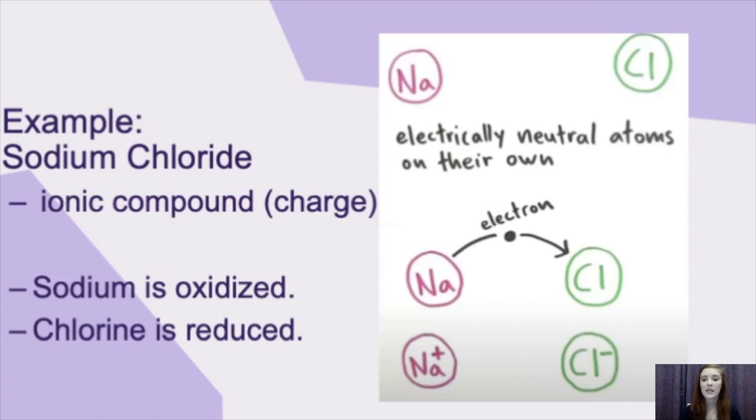So what's happening is sodium is giving chlorine an electron in sodium chloride. So sodium is losing an electron. That means sodium is the atom that is being oxidized in this example. Chlorine is being reduced, but it is gaining an electron. So a way to think about this is that electrons have negative charges.